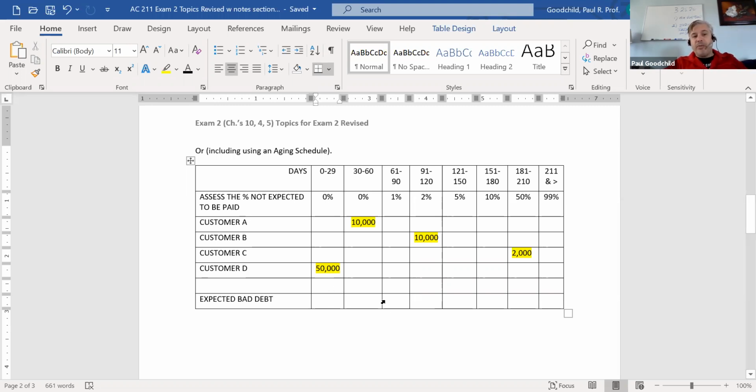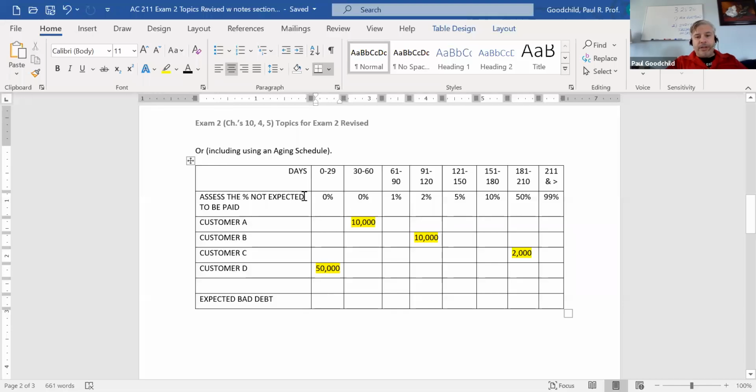And yes, I will post this lecture. I'm recording it. It'll go right in that exam study info with this paper copy or with this electronic copy. All right.